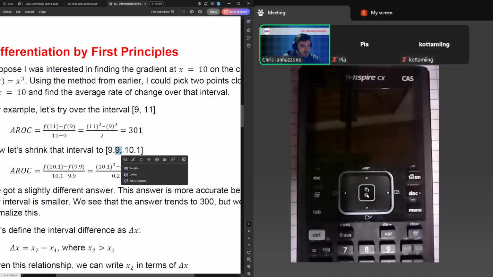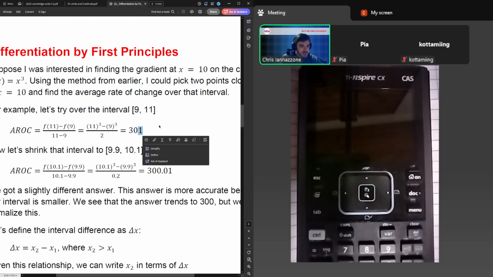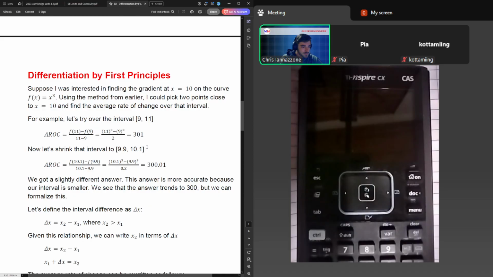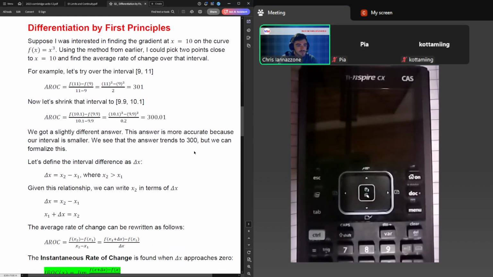If I then get even closer, so now I'm 0.1 either side of the gradient, suddenly I get 300.01. Right? So I've knocked this down a couple of decimal places. You can imagine that as you get closer and closer to x equals 10, we're getting closer to 300. We can see that that's where the pattern is tending towards.